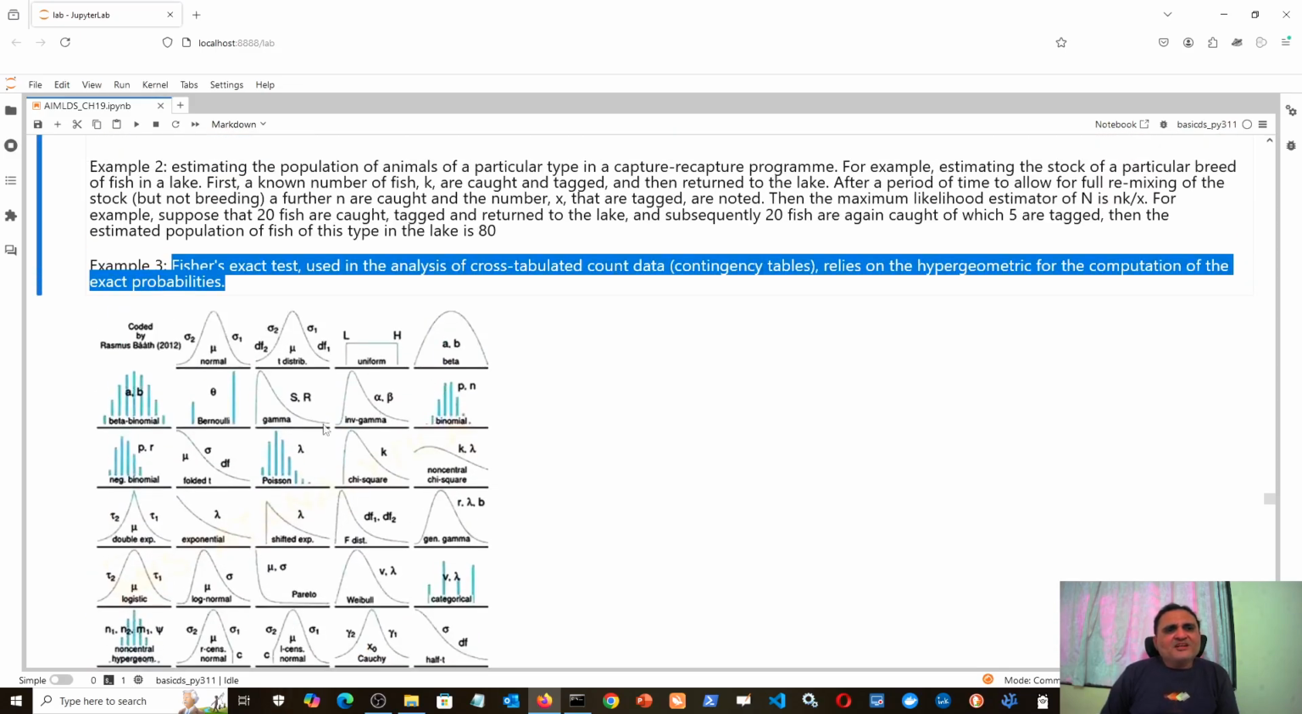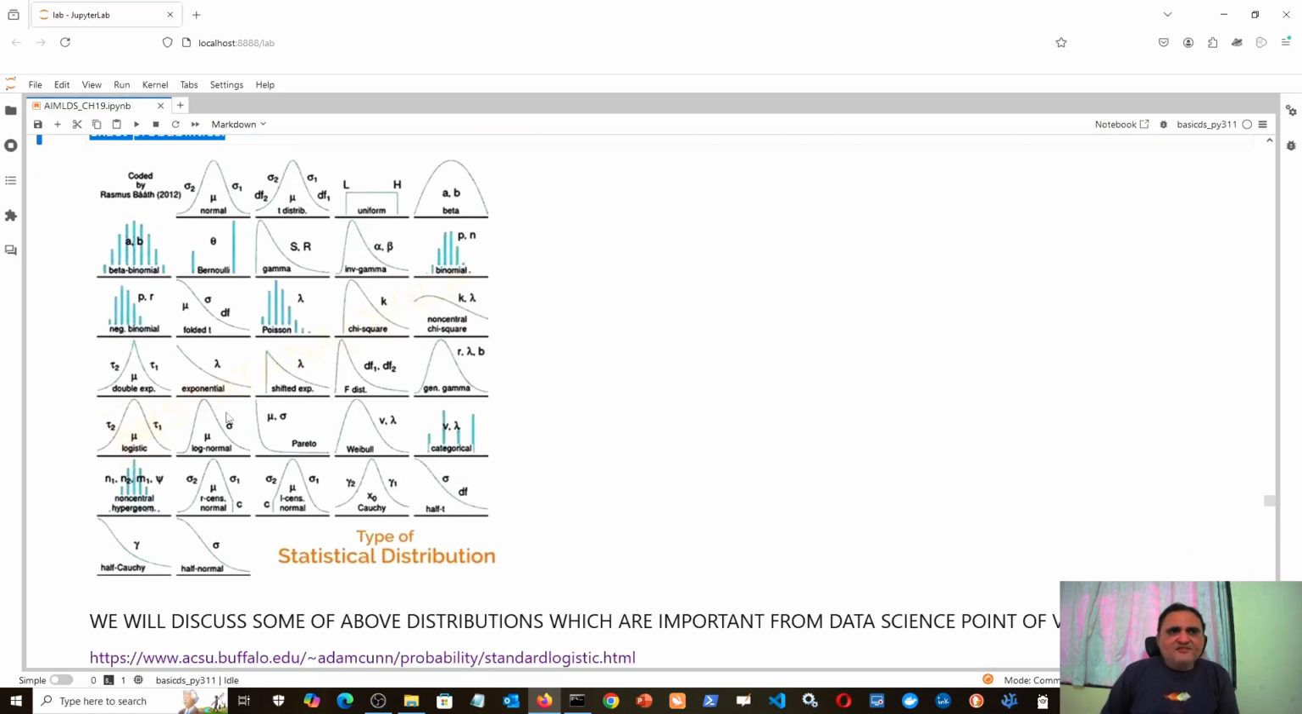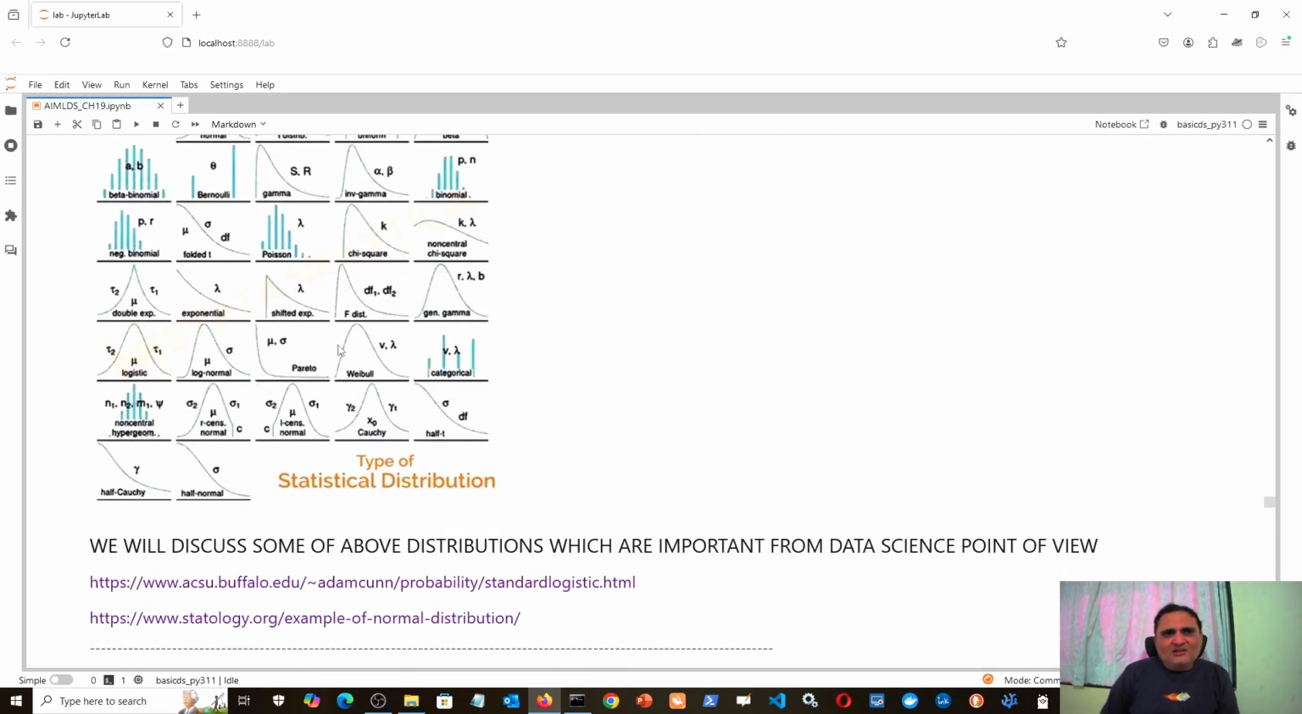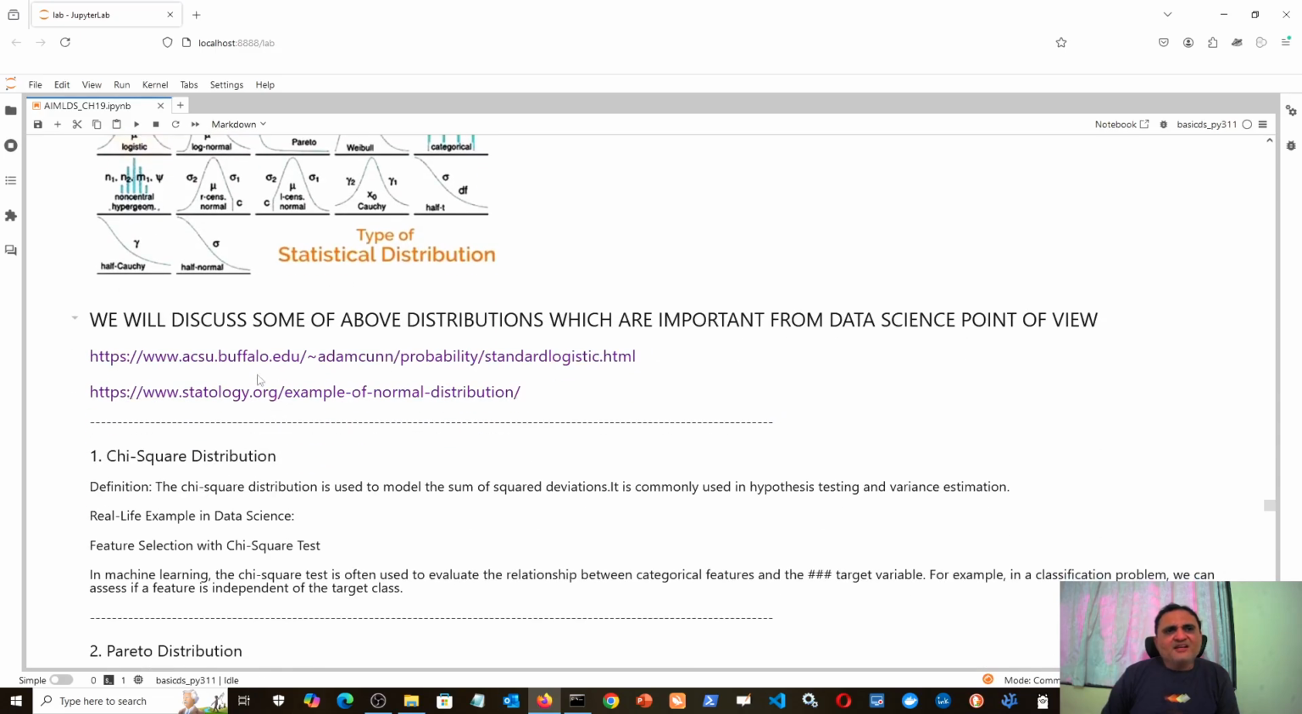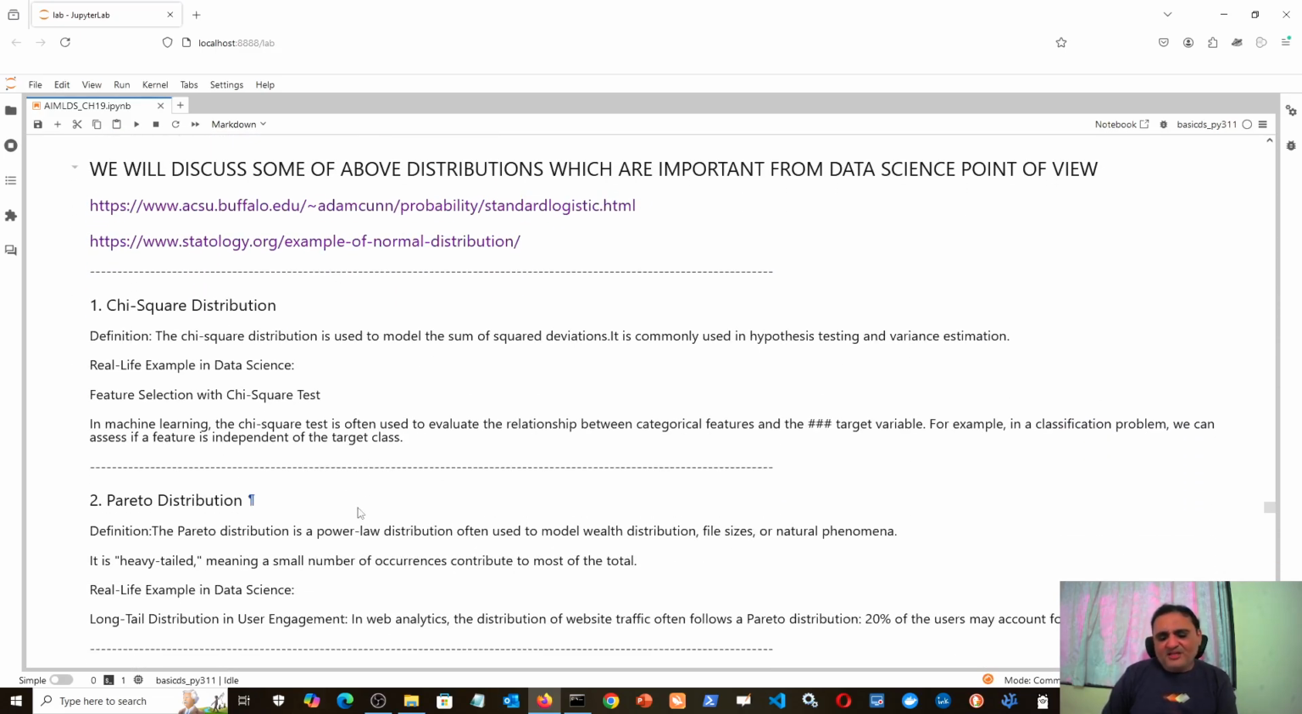Some of them which are required for data science, we will do in the next lecture. We will not do all, so don't think that I am teaching some unnecessary thing. We will do only 3 or 4 of these which are used so frequently in data science. So that would be in the next lecture.